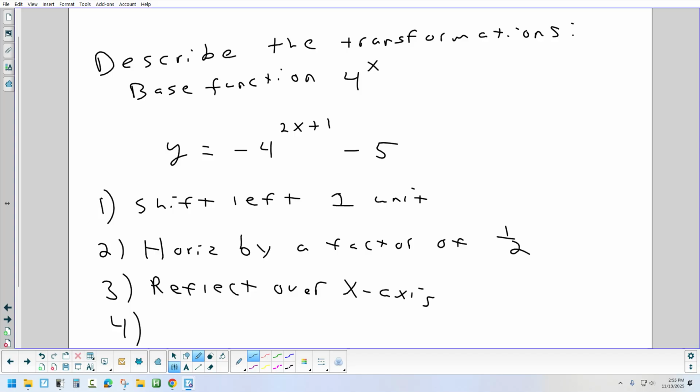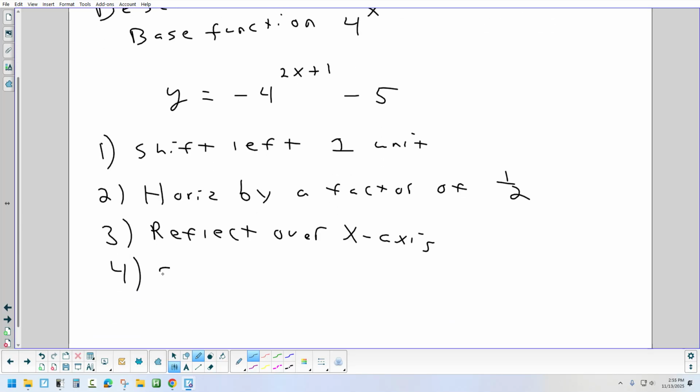Yeah. Shift it down 5. Shift it down 5. Yep. Okay, so that's describing the transformations of an exponential. You could have at most 6. This one had a lot. It had 4, but it didn't have all.